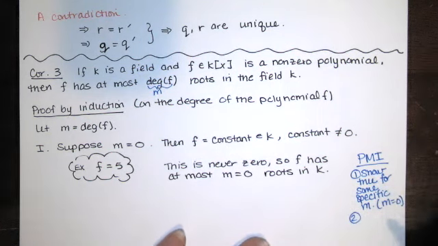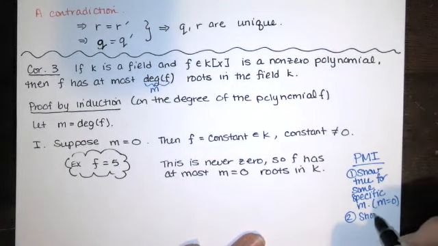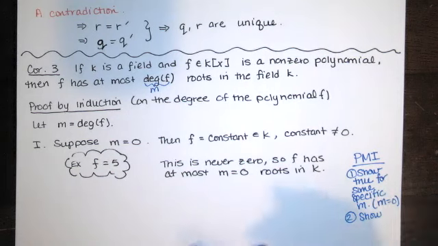Now, then the next thing you want to do is that you want to show that if the statement is true, I'm going to call it the statement P. If P is true for m, then P must be true for m plus 1.